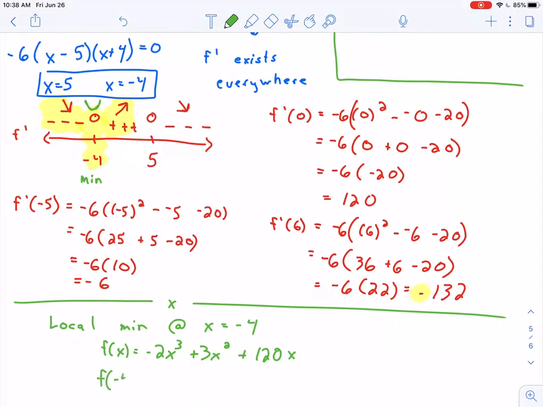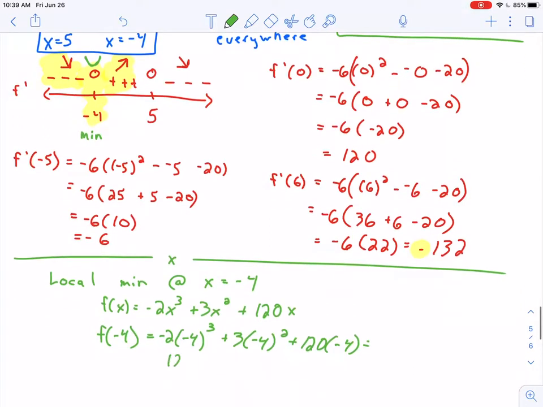So f of -4 equals -2 times -4 to the third power plus 3 times negative 4 squared plus 120 times negative 4. And let me grab my graphing calculator here just so that this arithmetic goes a little bit faster. I should have negative 64 times negative 2. I'll have 128 plus here 48 minus, let's see, 480.